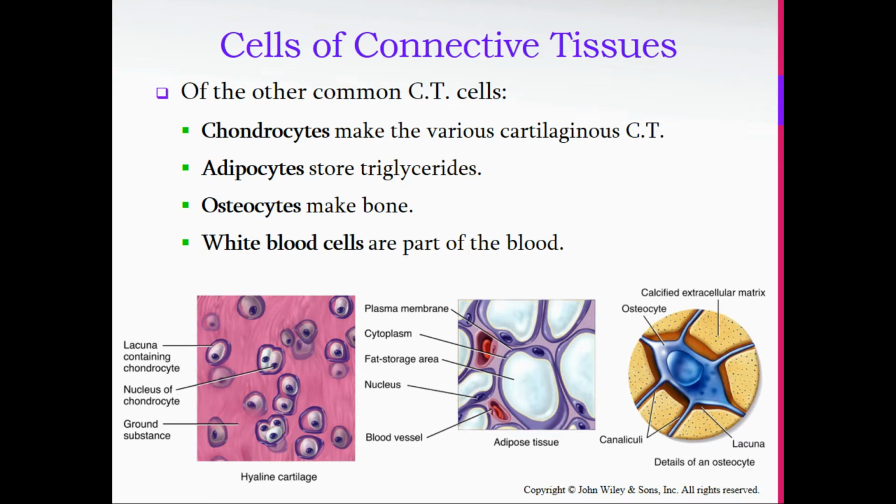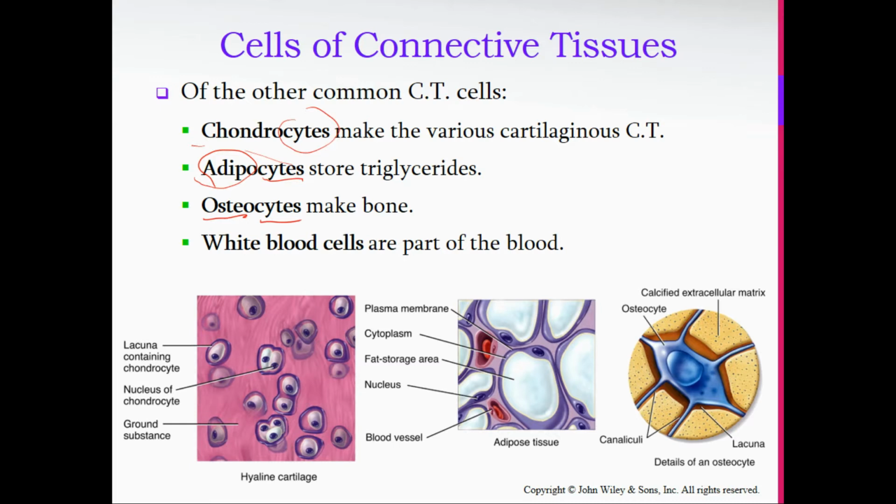Of the other common connective tissue cells, we have chondrocytes. So again, we see the root word cyte. Cyte means cell. Chondro means cartilage. So those are cartilage cells. Next are adipocytes. Cytes again means cells. Adipo is in reference to adipose, which is fat. So those are the cells that will store triglycerides or fat. Osteocytes. Osteo means bone. Cytes, again, means cell. So these are bone cells.